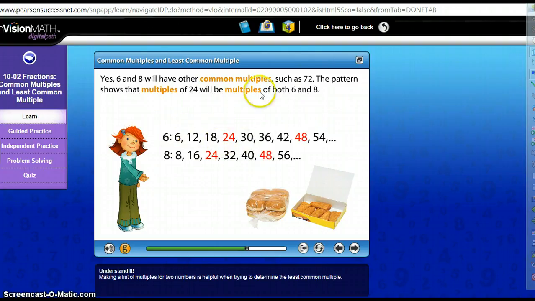So if you went on, 24 times 4, which is 96, is also going to be a multiple of 6 and 8. Because the least common multiple is 24, every multiple of that number thereafter is also going to be a multiple of your originals.